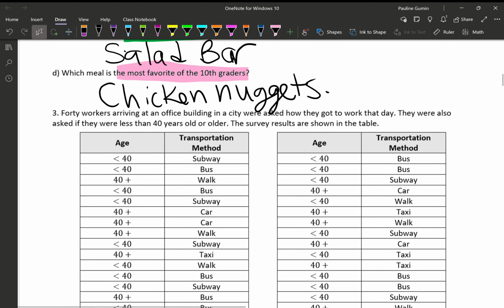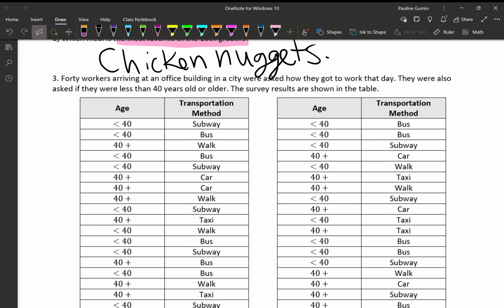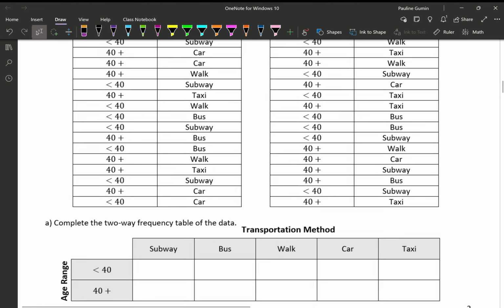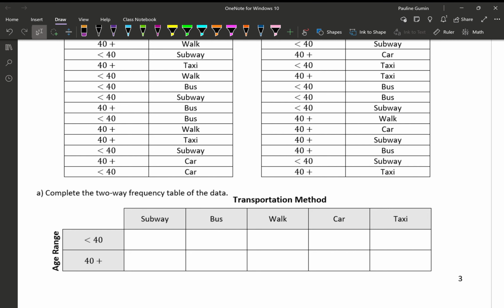All right. 40 workers arriving in an office building in the city were asked how they got to work today. They were also asked if they were less than 40 years old or older. Here are the survey results. All right, so we have less than 40 and then 40 plus, our transportation method. Okay. Let's complete a two-way frequency table of this data.